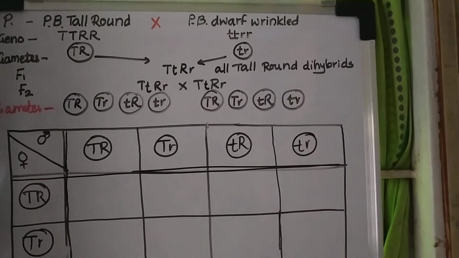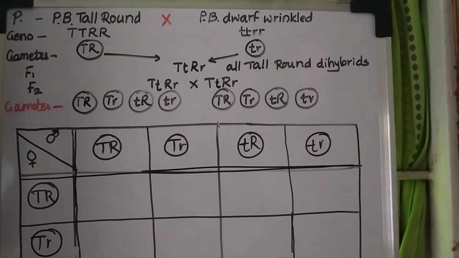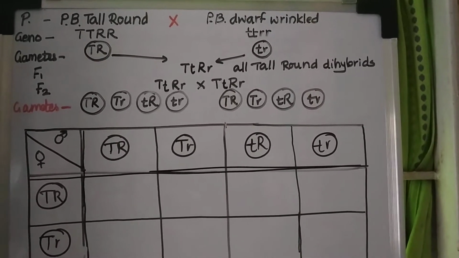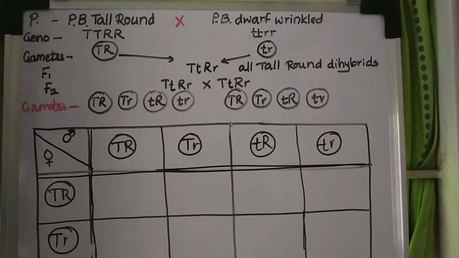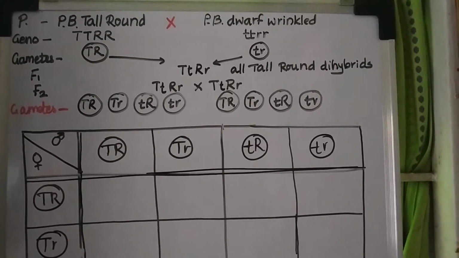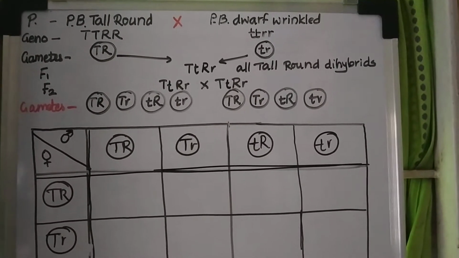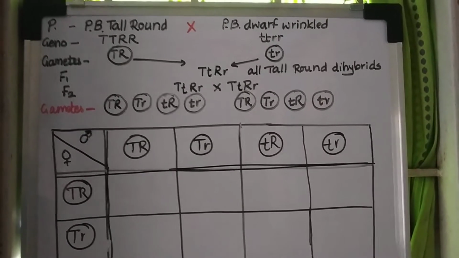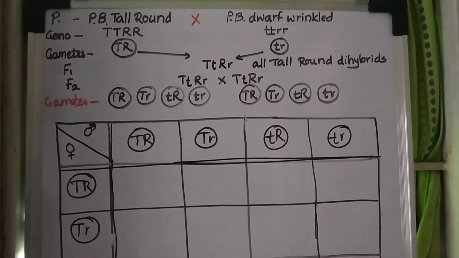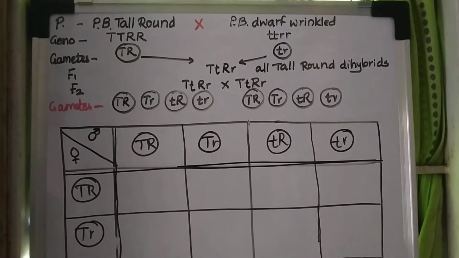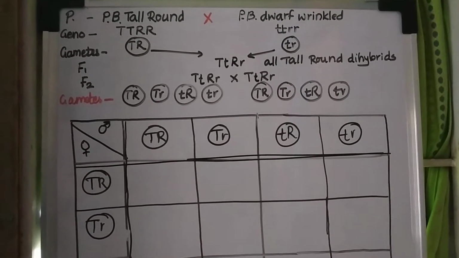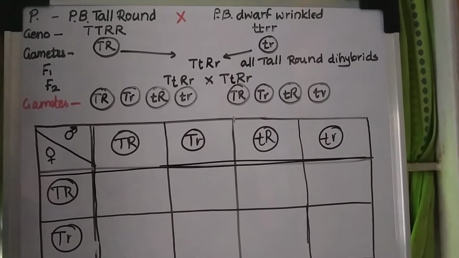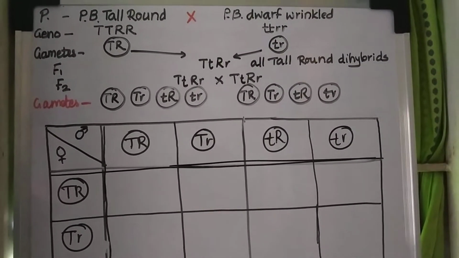Now we'll study a dihybrid cross, and with reference to that we'll study also the law of independent assortment. For that, I have taken an example of a dihybrid cross: pure breeding tall round crossed with pure breeding dwarf wrinkled pea plants. Pure breeding tall round are capital T, capital T, capital R, capital R, as mentioned there at the top, and pure breeding dwarf wrinkled are small t, small t, small r, small r.